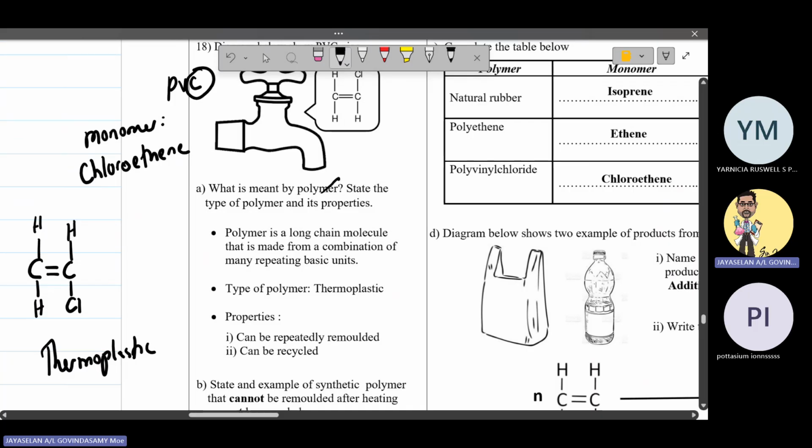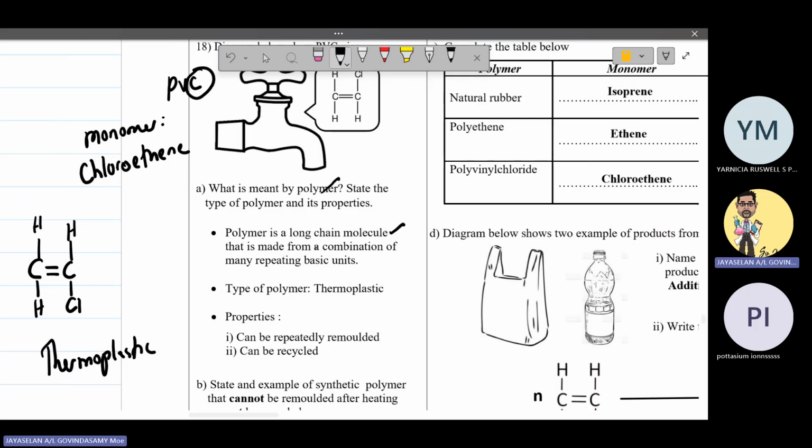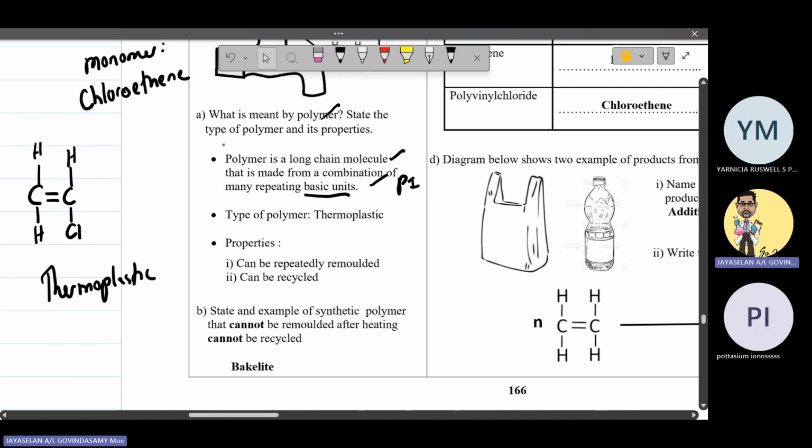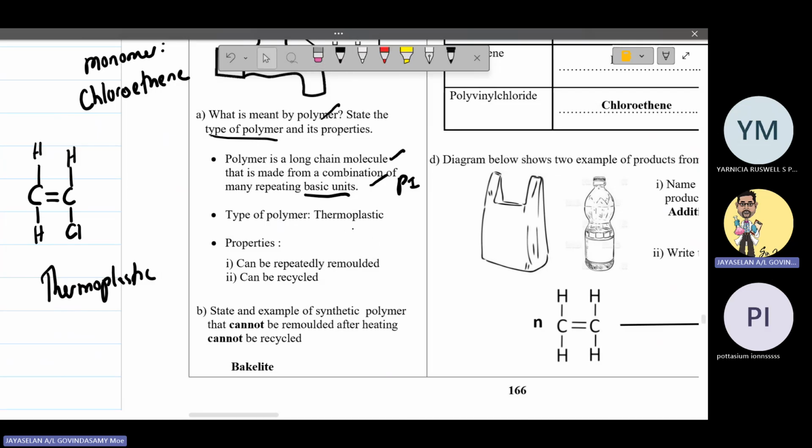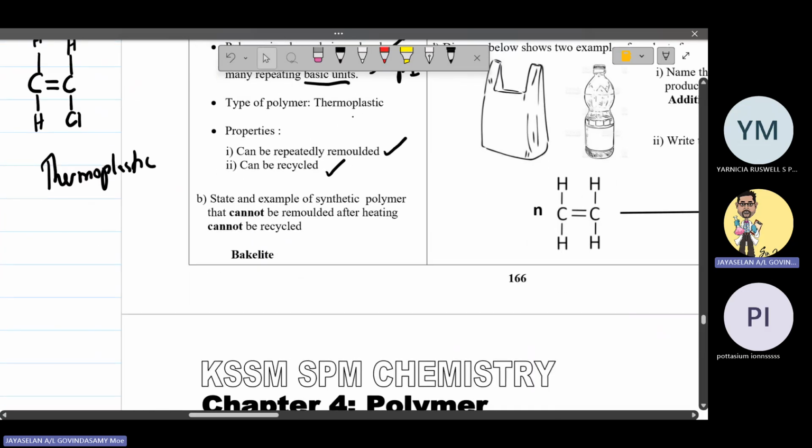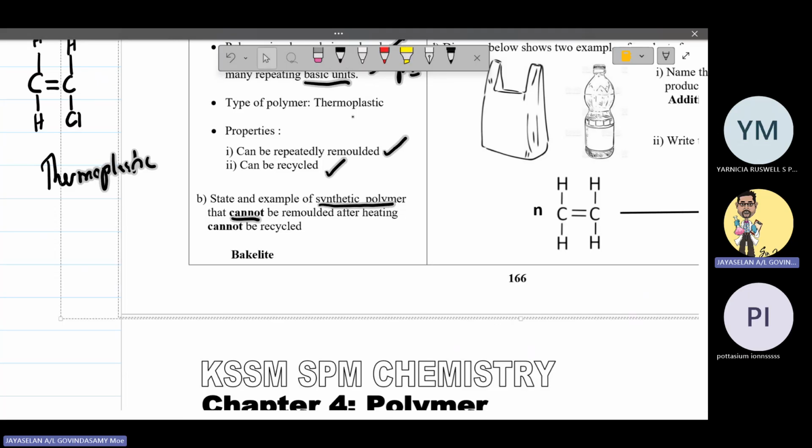I already answered the question. Polymer is a long chain molecule made up of a combination of many repeating basic units. You already score the mark. State the type of synthetic polymer: it should be thermoplastic. If they ask properties of synthetic polymer: can be repeatedly remolded, can be remolded many times, can be recycled. You already got 1 mark. Any question?